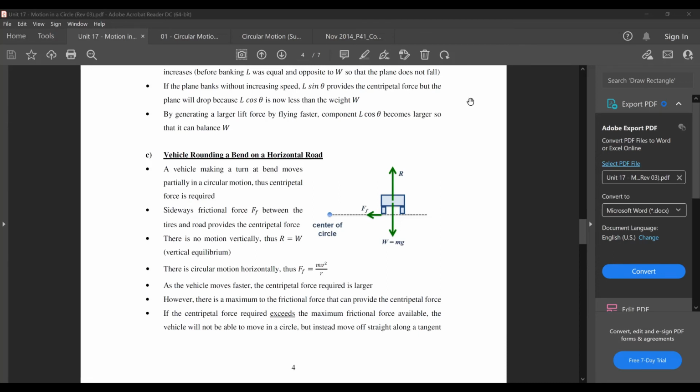So the next example, I'll probably just go through this last example here. The previous example was about an aircraft moving in a circle. We now move to something more relevant that we can see every day. The example we're going through now is for a vehicle rounding a bend on a horizontal road. This one is something that you can easily appreciate.